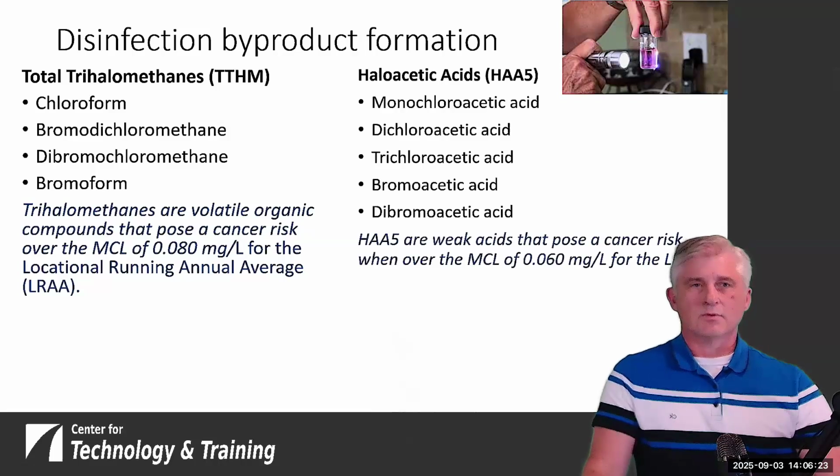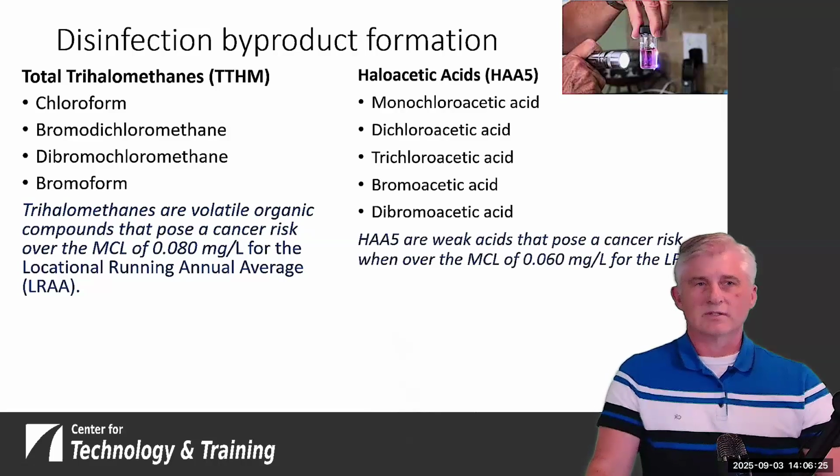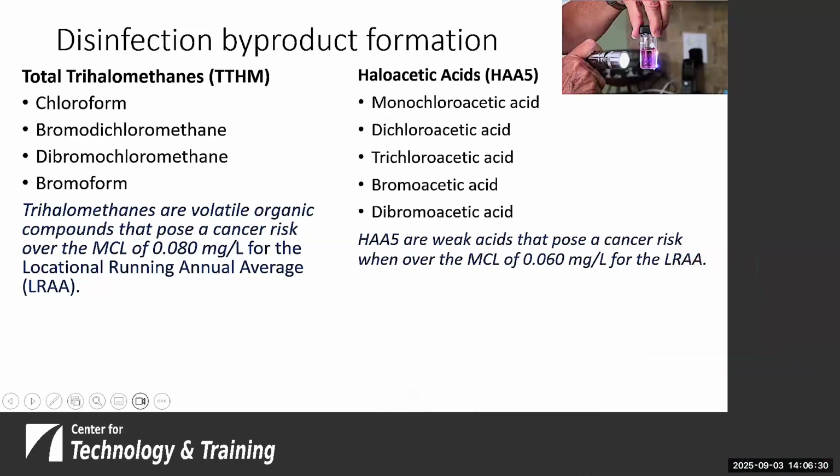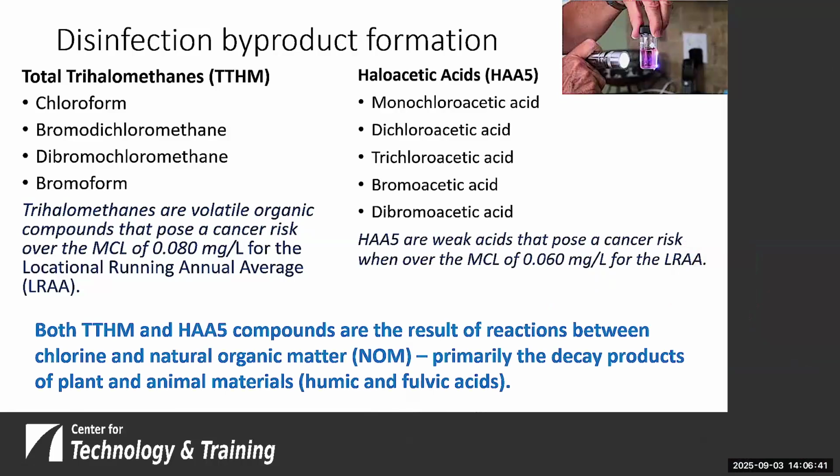There are weak acids that can also pose cancer risk. And so the MCL for those is 0.06 parts per million. And it's the same type of running annual average. These samples are collected simultaneously. THMs and HAAs are collected at the same time in the same location.